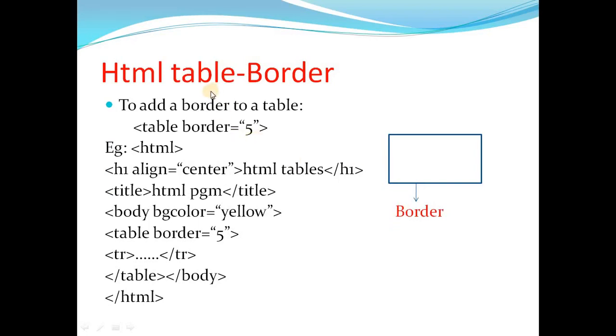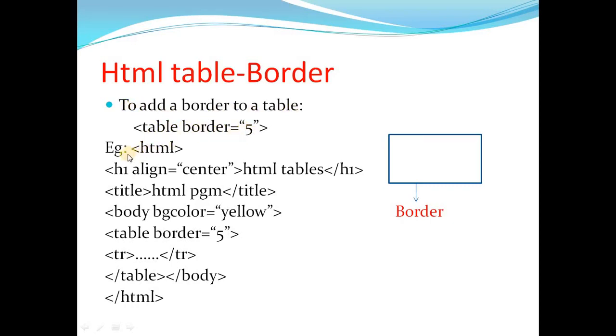Next comes the HTML table border. Think this has a table and the border, the line, the thickness of the line is how much it should be. You have to give the value for the border. To add a border to the table, you have to write the syntax as table border, and the thickness of the border should be 5.